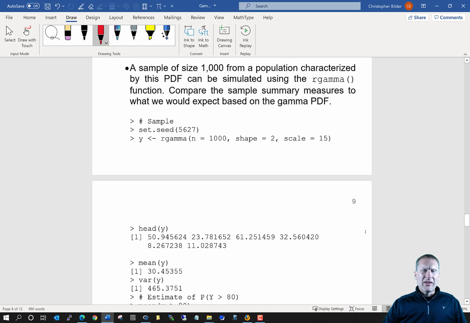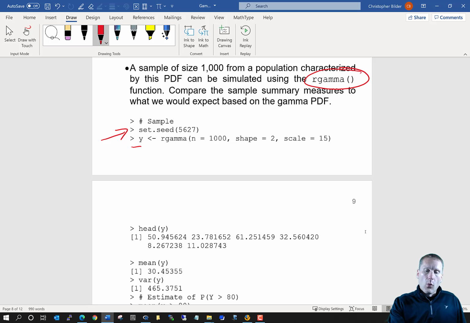What does a sample look like in this kind of scenario when I have a population characterized by this particular PDF? Let's take a sample of 1000 to take a look at it. Similar to how we used the rnorm function before, we can use the rgamma function here. I can set a seed so I can reproduce my results. Again, I can choose any number that I want. I just happen to choose this one.